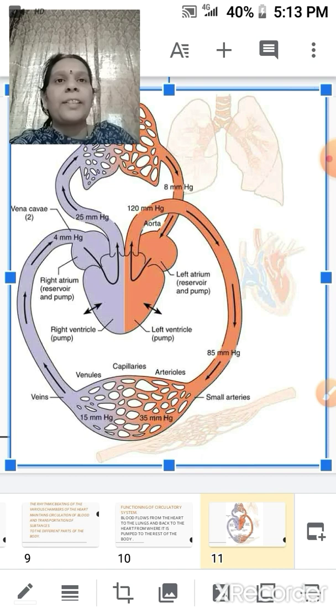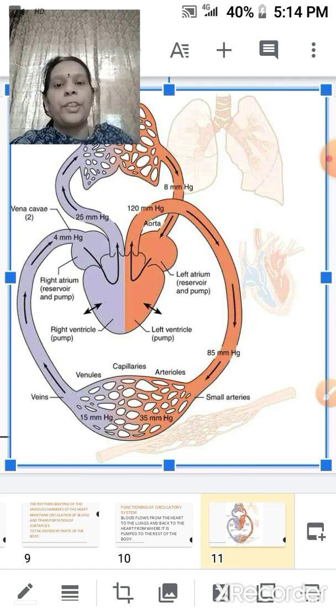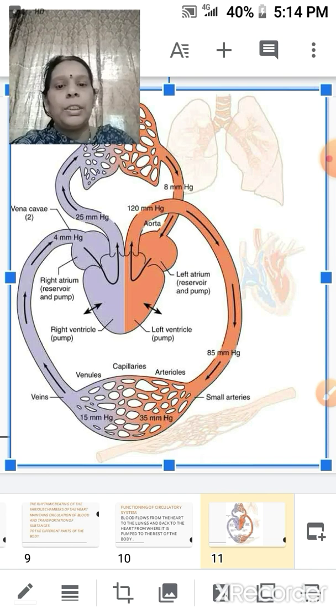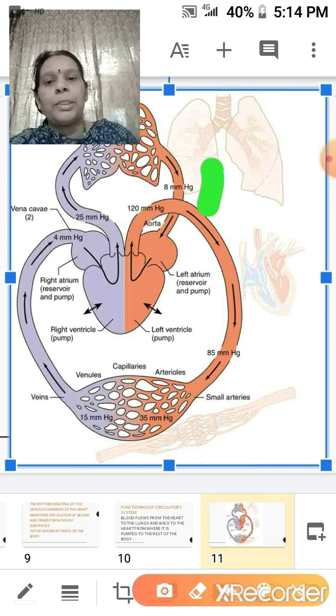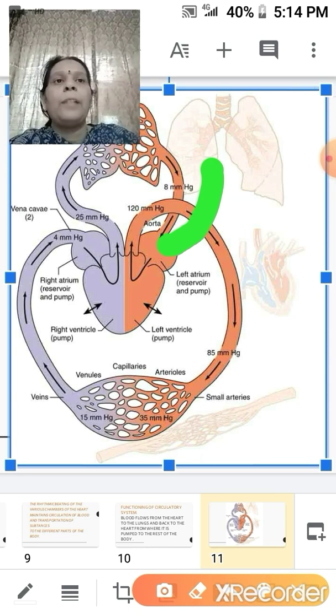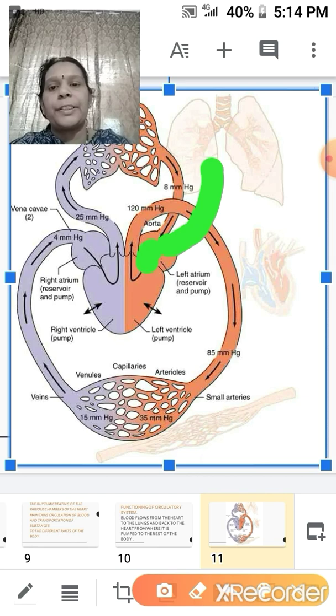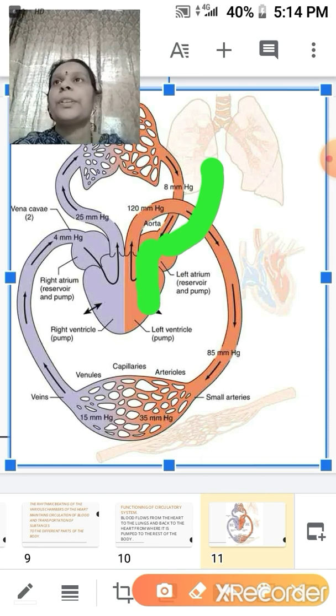So this is how the gaseous exchange takes place within the lungs. The blood gives off carbon dioxide and takes in oxygen. The oxygen-rich blood is carried through the pulmonary veins to the left atrium, and from here the blood flows through an opening into the left ventricle. So here it is an opening through which it comes down.